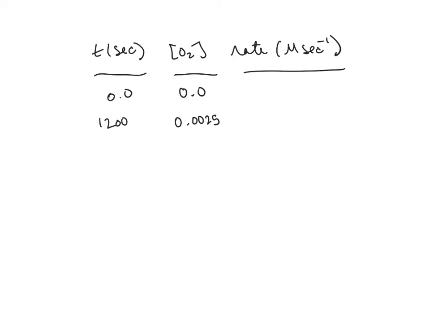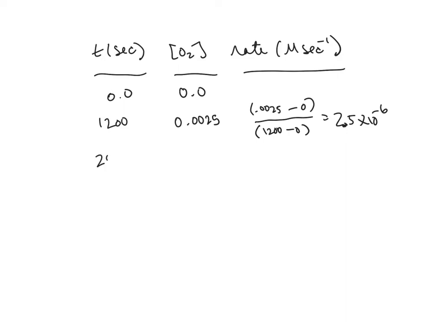And if you want to calculate the rate associated with that 1200 second time interval, you're going to look at the change in concentration, which is 0.0025 minus 0, divided by the change in time, which is 1200 minus 0. And the rate here is 2.5 times 10 to the minus 6, and the units are molar per second. Molar is for the numerator for the concentrations, and seconds is for the denominator there for time.